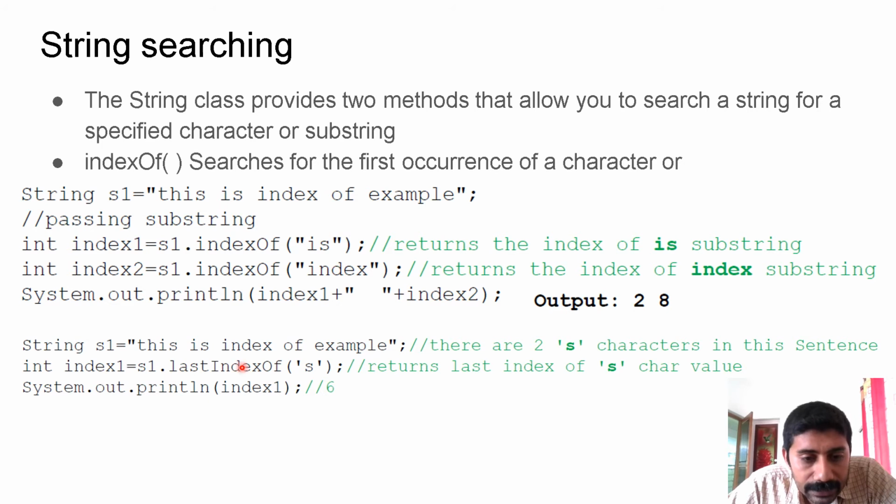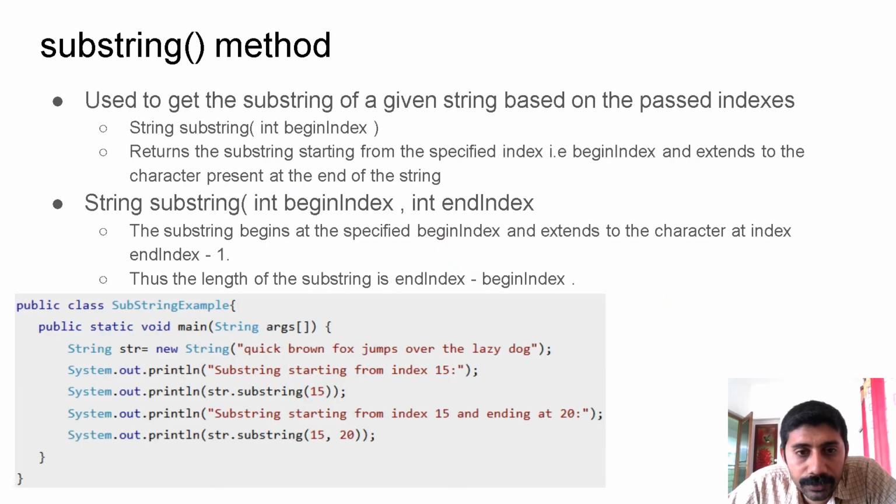Then there is the lastIndexOf method. So it will check from the end. It will check for the last occurrence. Okay. Substring. Used to get the substring of a given string based on the passed index. The string substring, okay, returns the substring starting from the specified index, that is the begin index, and extends to the character present at the end of the string.